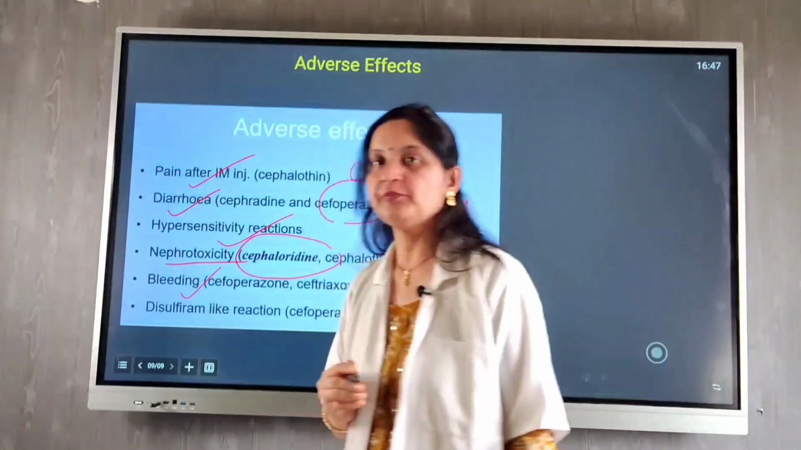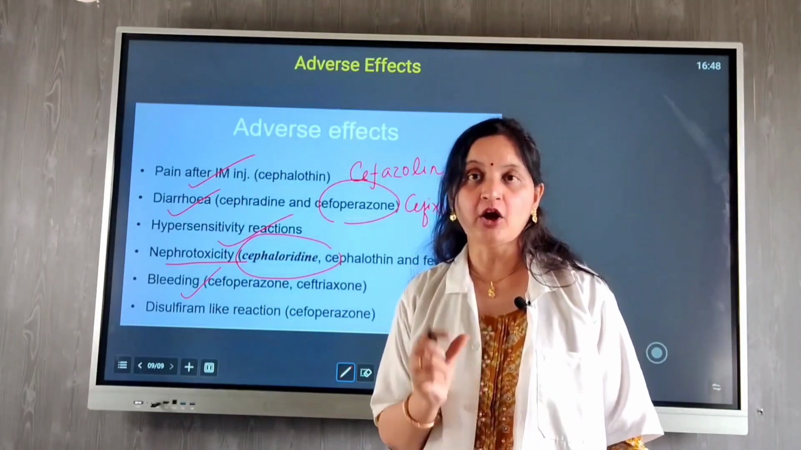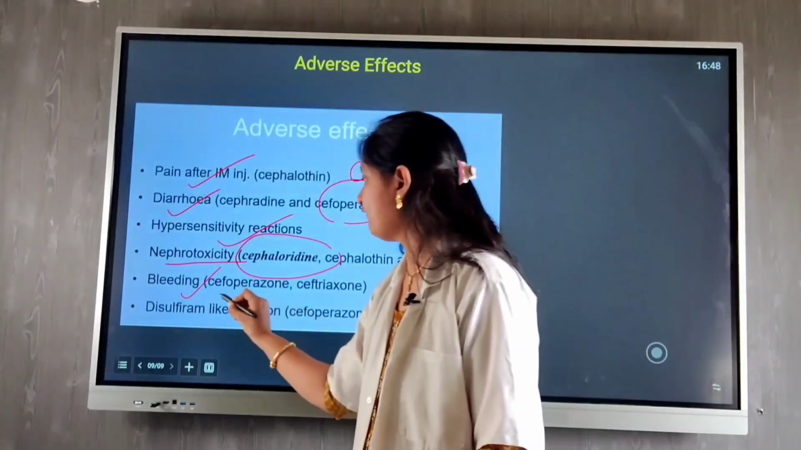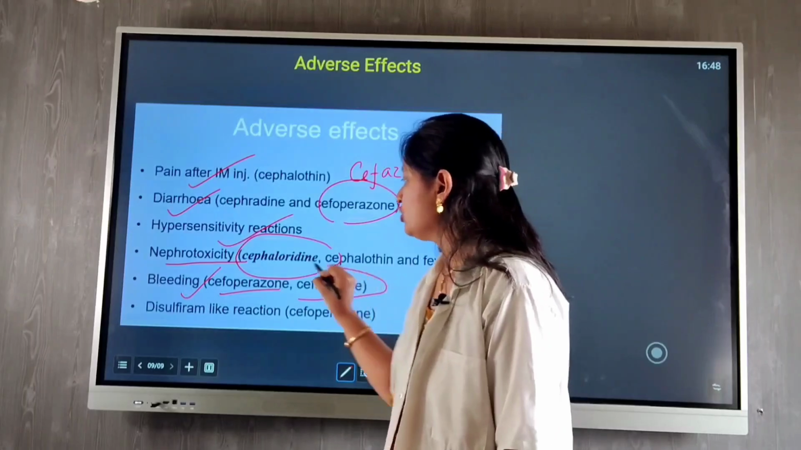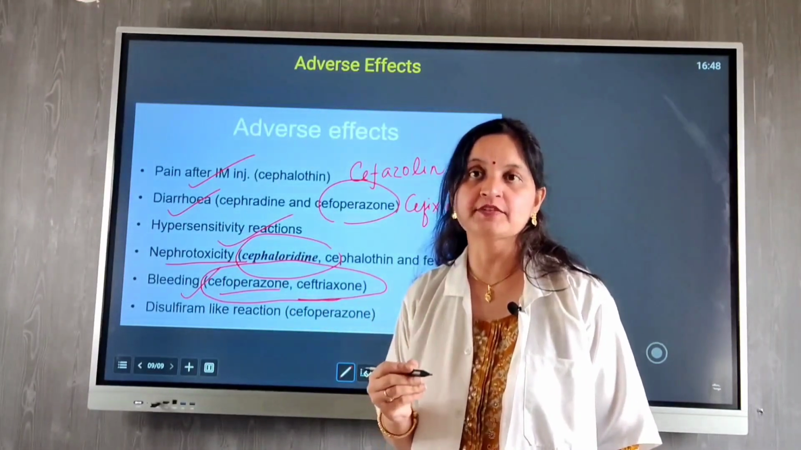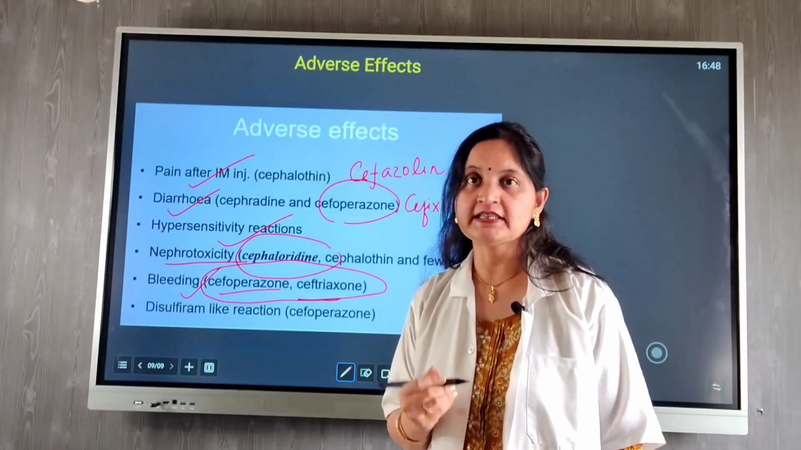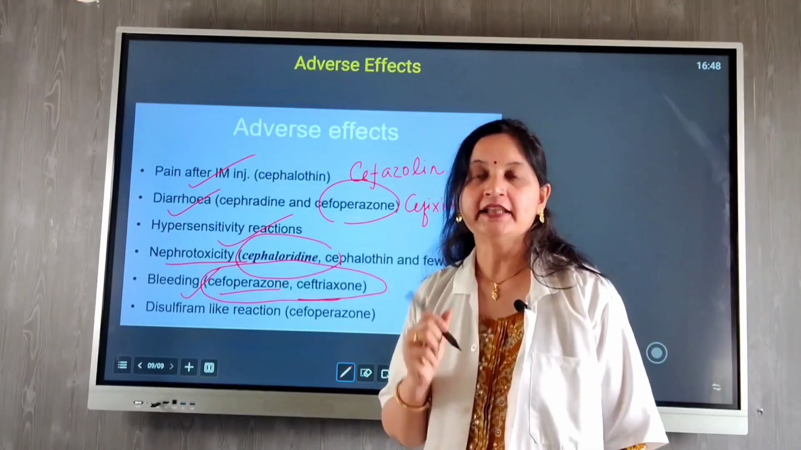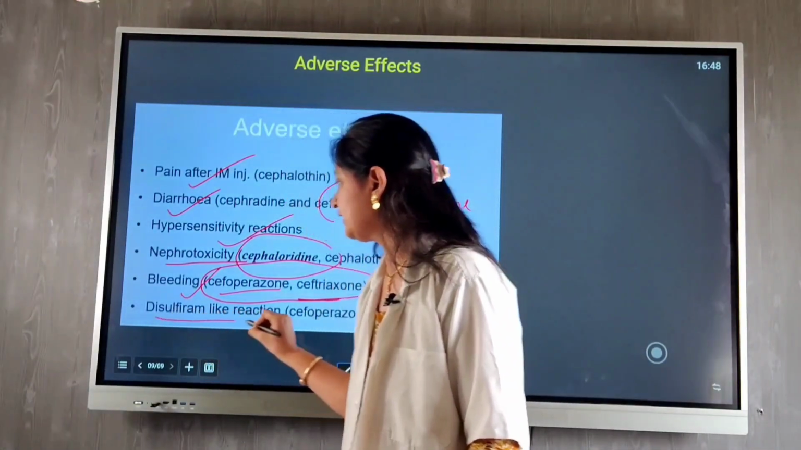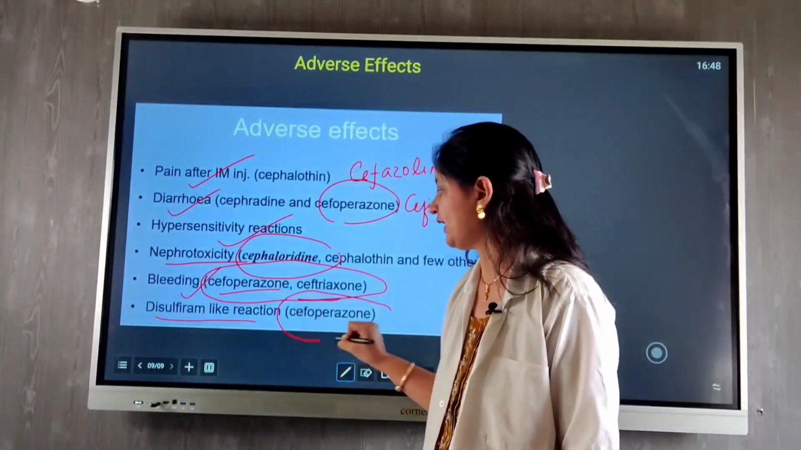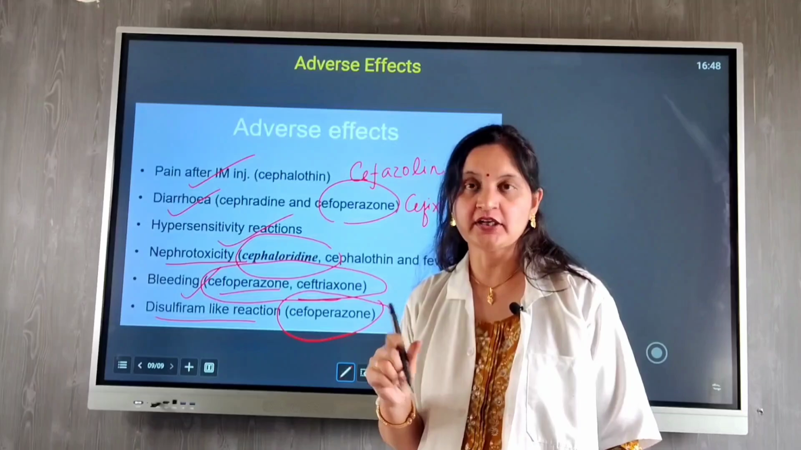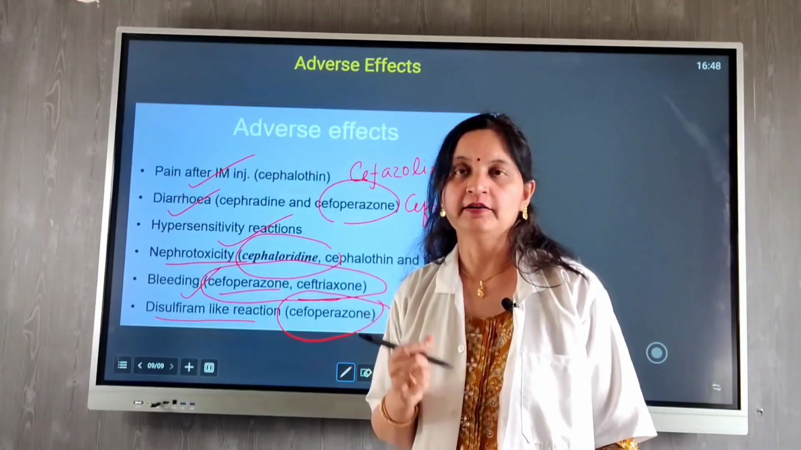Bleeding or coagulation abnormalities manifested by a rise in prothrombin time has been observed with antibiotics such as cefoperazone and ceftriaxone. So ceftriaxone and cefoperazone are known to cause bleeding problems because of coagulation abnormalities. There is rise in prothrombin time, and the antibiotics are ceftriaxone and cefoperazone. Disulfiram-like reaction has been reported with cefoperazone. So cefoperazone has been reported to cause disulfiram reaction and interaction with alcohol.